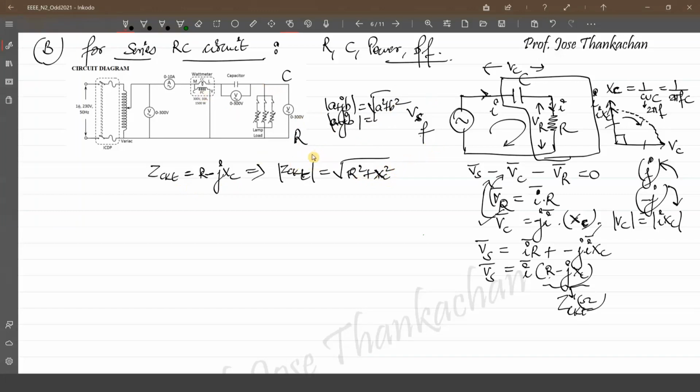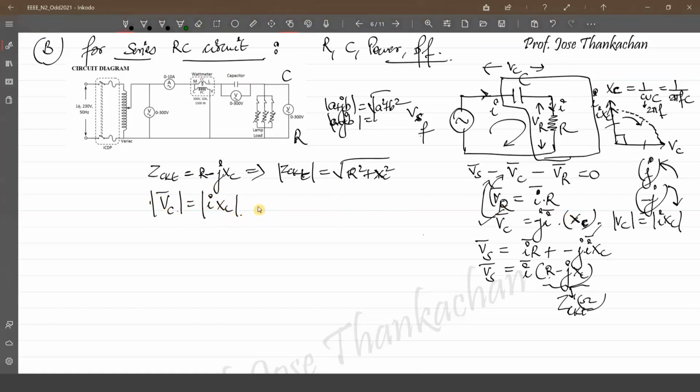Now, what are we measuring in this particular case? Just come back to the circuit. We are measuring across the capacitor. That means we are measuring the capacitor voltage VC. What will that be? VC, we have already written, the magnitude will be nothing but I into XC, isn't it?